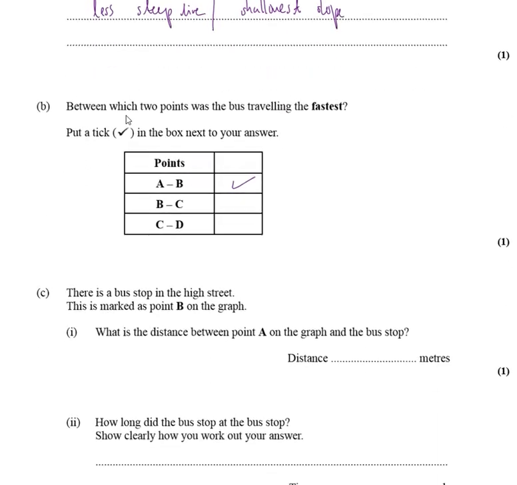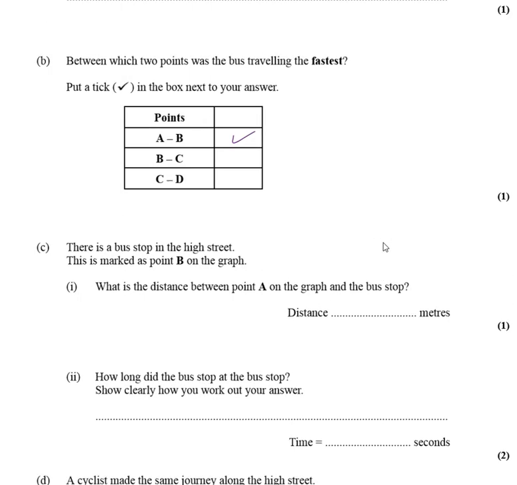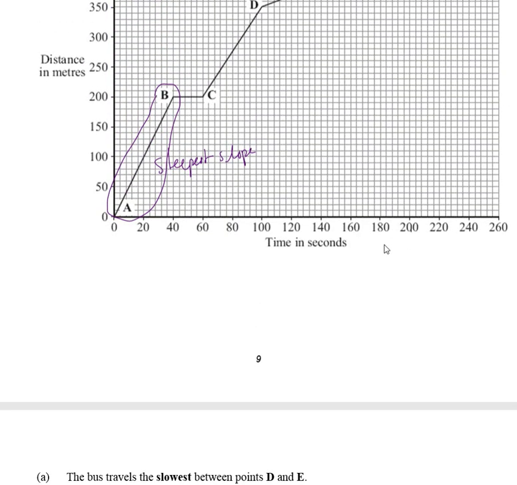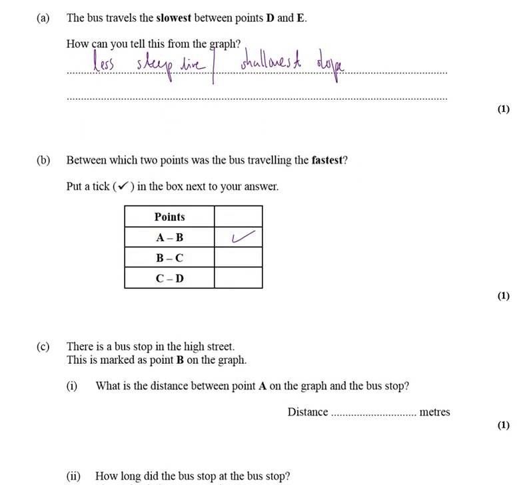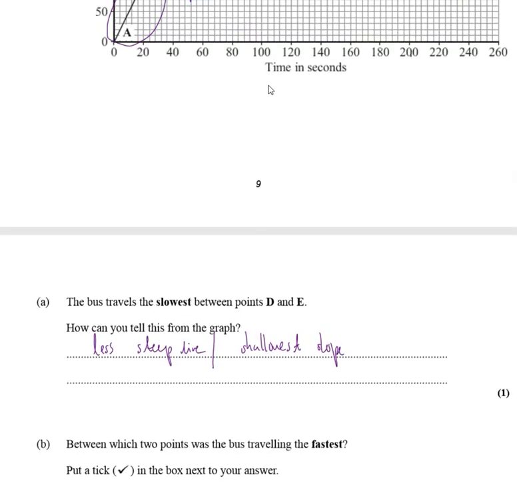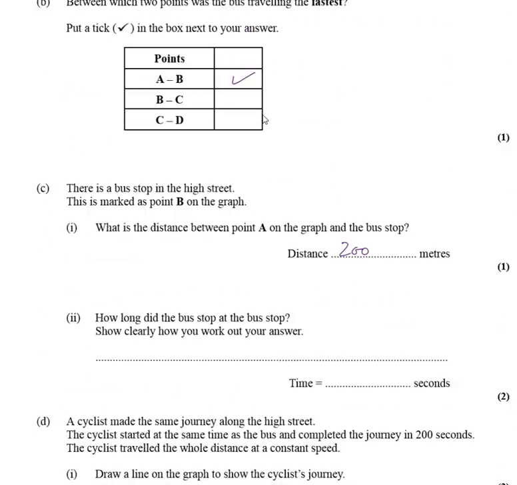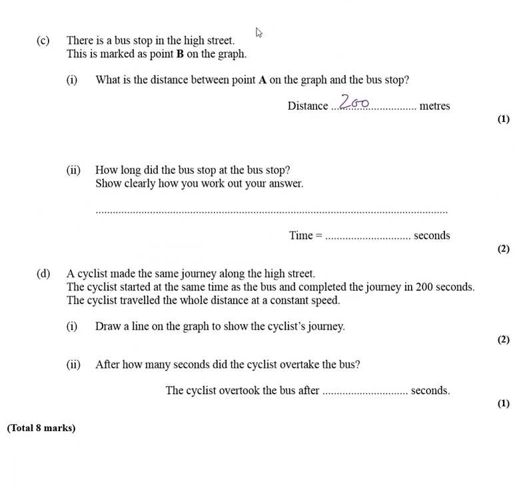Okay, and the question says, what is the distance between the bus and the bus stop? It's 200 meters. Now, how long does it stop for? Stop from here to here. So that's from 40 to 60. So therefore, the answer is 20 seconds. Stop for 20 seconds.